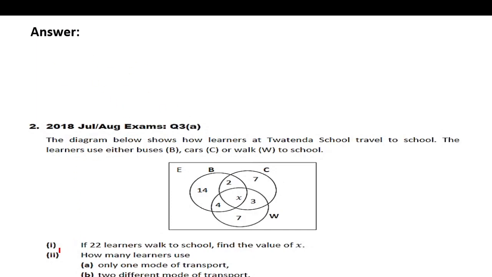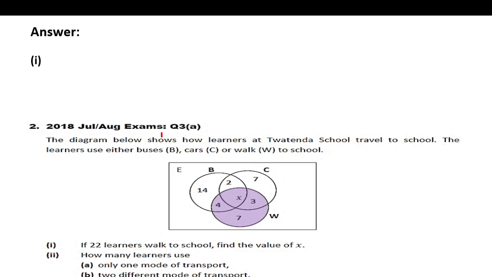So they are saying 1. If 22 learners walk to school, find the value of x. So in this set here, there are supposed to be 22 that walk to school. So now, what is the value of x? To find the value of x, we should add all these learners here and equate them to 22 and then find the value of x.